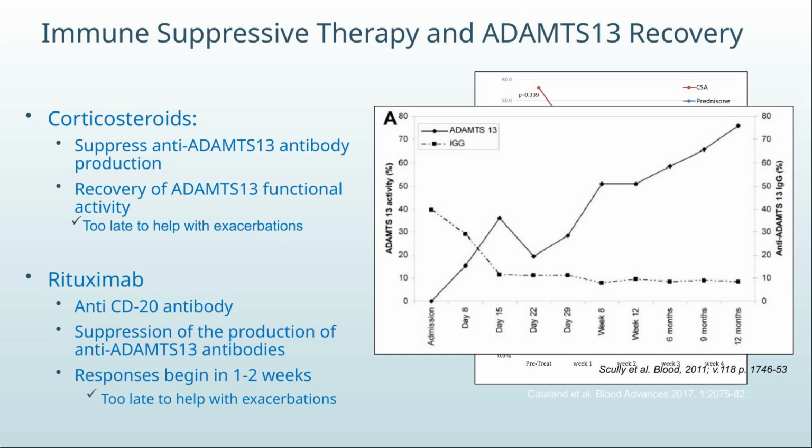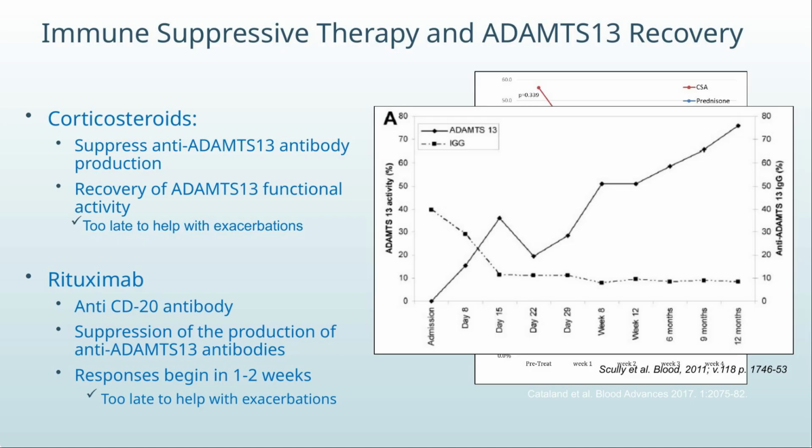So this second graph is from a UK study that shows that the median time to respond to rituximab, which is uniformly given in the UK on day 3 from presentation, is about 22 days after admission. And the vast majority of exacerbations in iTTP occur in the first 14 days. So again, this just doesn't work fast enough to prevent an exacerbation.